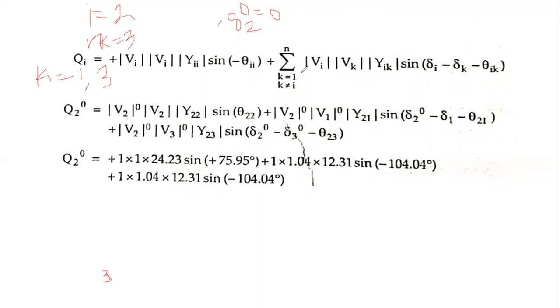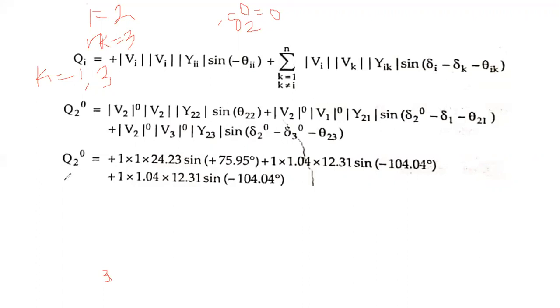Next, k equal to 3, plus V2, Vk with k equal to 3, V3, Y23. Next, i equal to 2, k equal to 3: sine of delta 2 power 0 minus delta 3 power 0 minus theta 23.